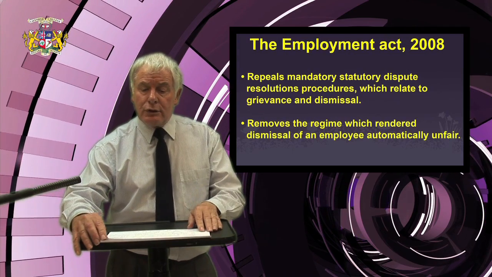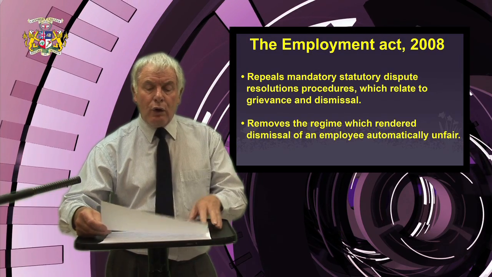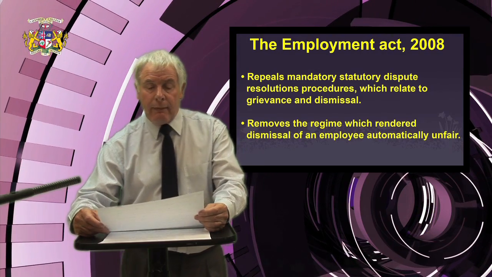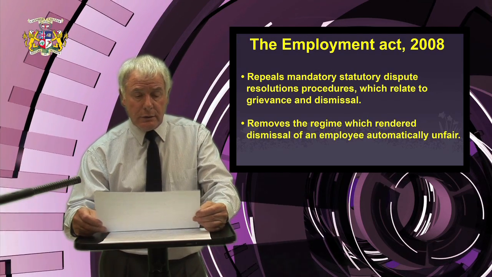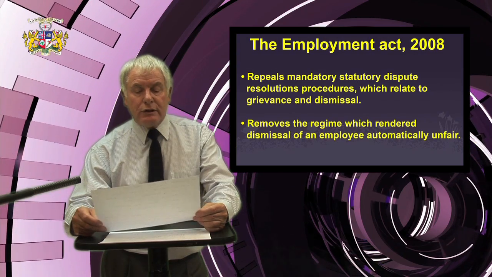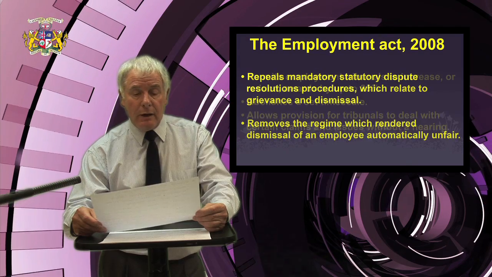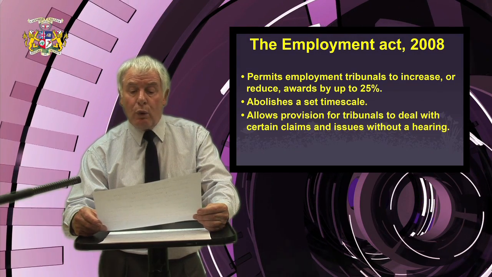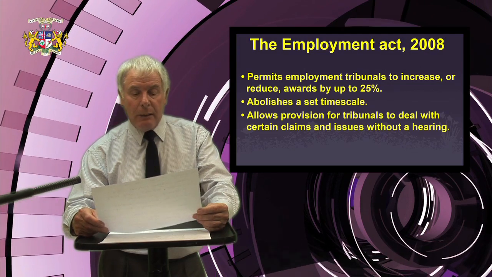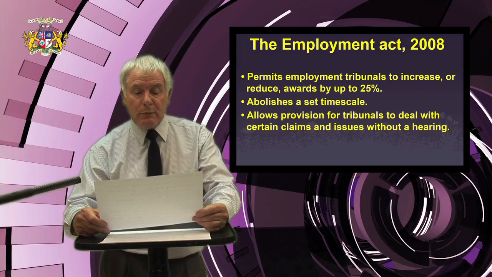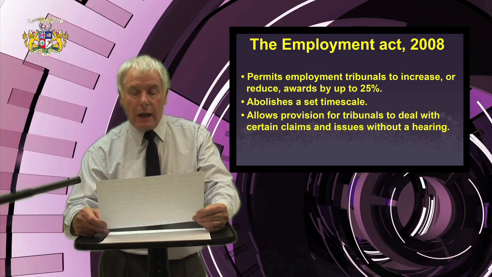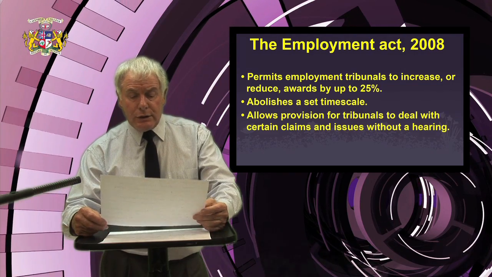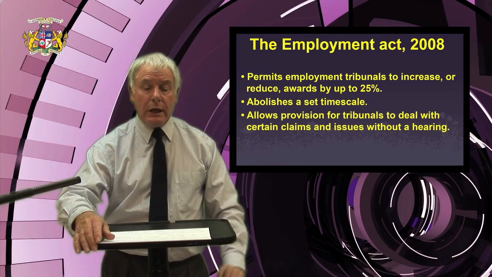The Employment Act 2008. This law reveals mandatory statutory dispute resolution procedures which relate to grievance and dismissal. It removes the regime which rendered the dismissal of an employee automatically unfair. It permits employment tribunals to increase or reduce awards by up to 25% if an employer or an employee unreasonably fails to act in accordance with the ACAS Code of Practice. It does now abolish a set timescale for ACAS conciliation.